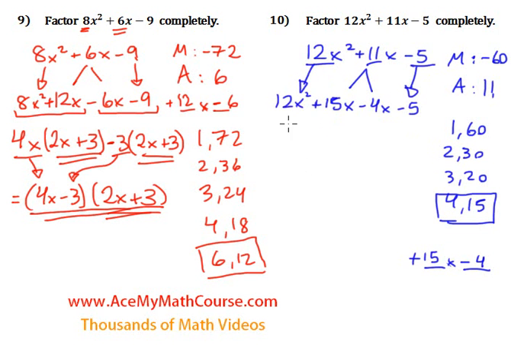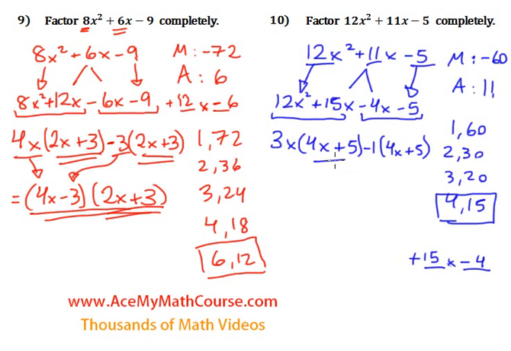Okay, now we can factor by grouping again. I can factor out a 3x over here. 12x squared divided by 3x is 4x. 15x divided by 3x is just 5. And minus 4x minus 5, I can actually factor out a minus 1. Minus 4x divided by minus 1 is just 4x. And minus 5 divided by minus 1 is plus 5.